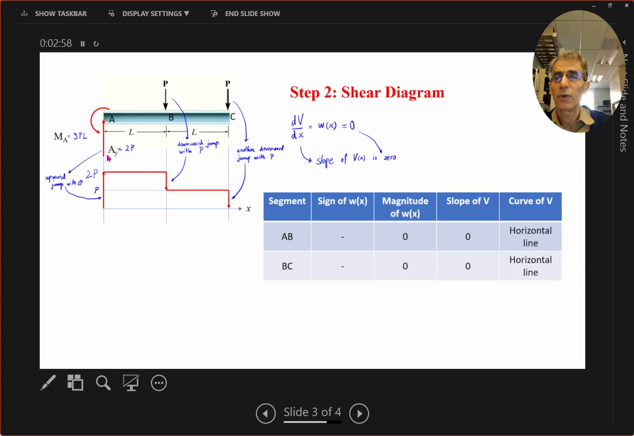So basically, we start at the left side, and we can see that AY is pointing upward with 2P. That shows us that we need to jump upward in the shear diagram with the same value of AY. And then as we move from this point to the right, we have to look at this equation, and that tells us that the slope of the shear force should be equal to the distributed load w of x. Here in this problem, we have no such distributed load, so basically it's zero.